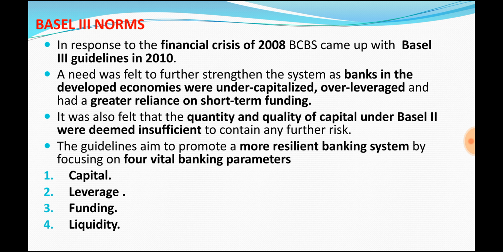So they wanted capital, high quantity of capital, but also high quality of capital. For example, short term funding will not be useful to meet risks. There should be funding that is a regular source to the banks. So they came up with 4 vital banking parameters, that is capital, leverage, funding, and liquidity. We will see each of these.